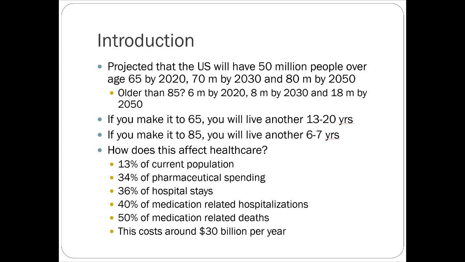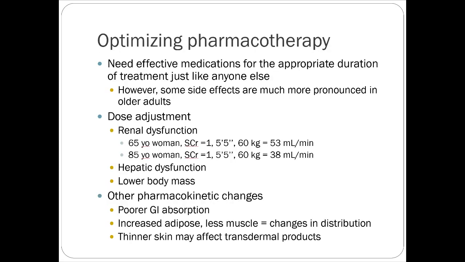And when we talk about how that impacts it from a pharmacy perspective, it really comes down to what impact we can make by optimizing pharmacotherapy in patients. So just like any patient group, geriatric patients need medications for appropriate duration and treatment. However, side effects can be much more pronounced in older adults. So the thing to remember is that adverse effects usually have a more pronounced effect in older populations. So we really want to make sure that we're using the correct dosing and correct intervals when we treat a patient, especially one who's elderly.